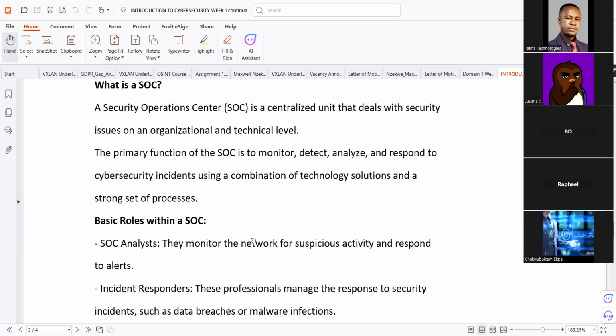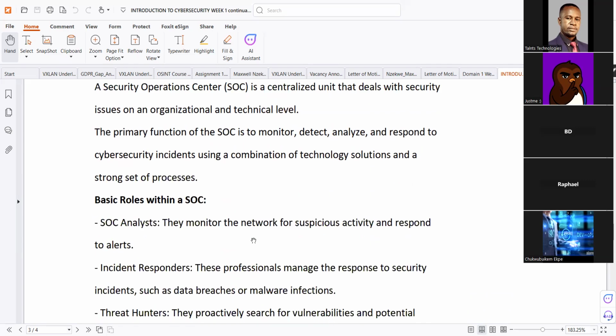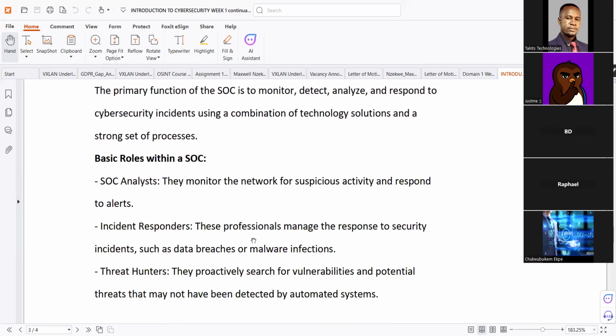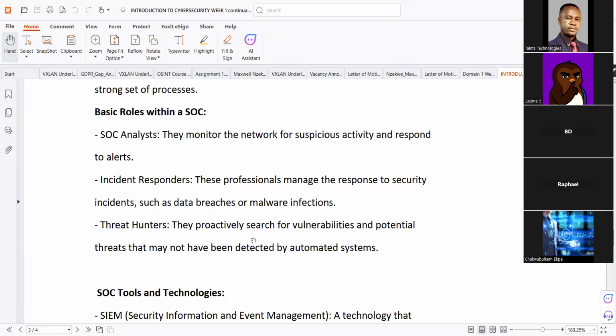So the basic roles within a SOC, we have what? Everybody does, starting from the SOC analysts, incident responders, threat hunters, and co. And who is a SOC analyst? You need to pay attention to these terminologies, because in the ISC2 exams, you are going to see them. A SOC analyst monitors the network for suspicious activities and responds to alerts.